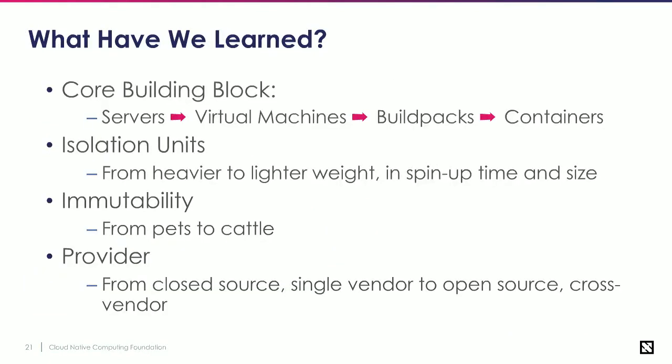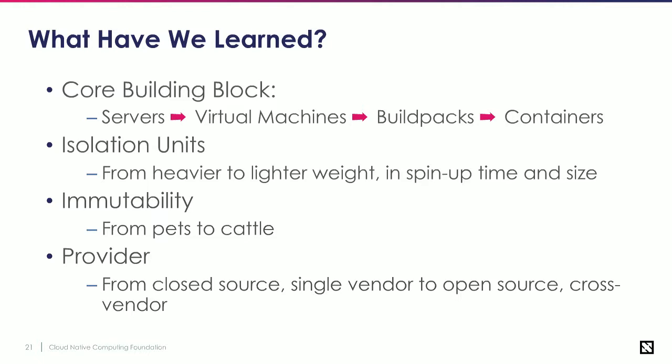So let's look back through this history. The core building block of how the software is being developed and deployed went from physical servers to virtual machines to build packs to containers. The isolation units went from heavier to lighter weight, going from weeks to get a new Sun server installed, minutes for a VM, and generally seconds or even tens of milliseconds for spinning up a container.